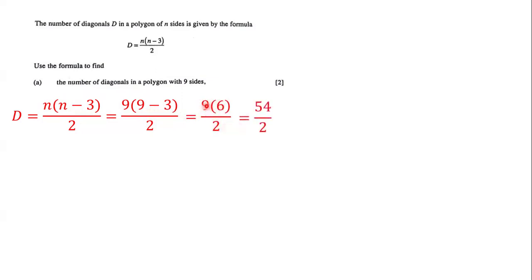And 9 times 6 is 54. So we have 54 divided by 2. And 54 divided by 2 is 27. So that means that the number of diagonals in a polygon with 9 sides is going to be 27.